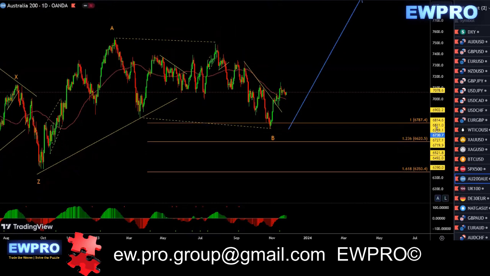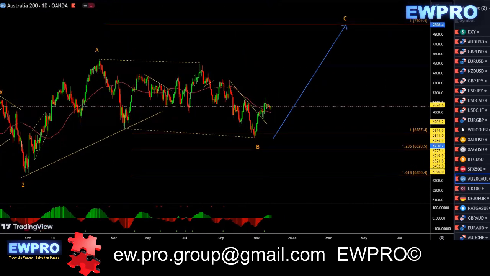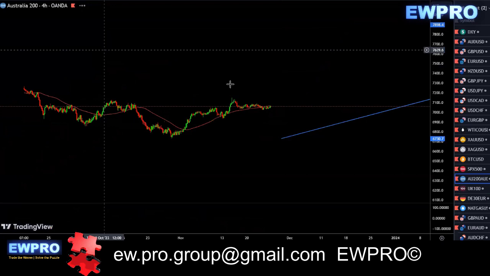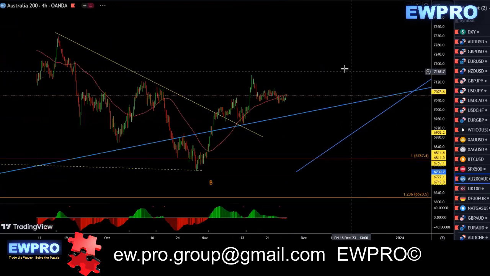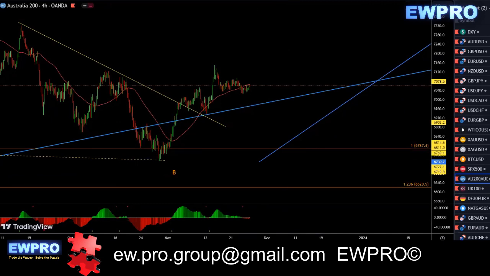AU 200, nothing's changed on this either. We're looking at that A, B, C up to this 100 fib on the daily. On the H4, it's starting, this is looking bullish again. We had that nice impulse up, broke the trend line, so we're looking for a correction to trade that up.